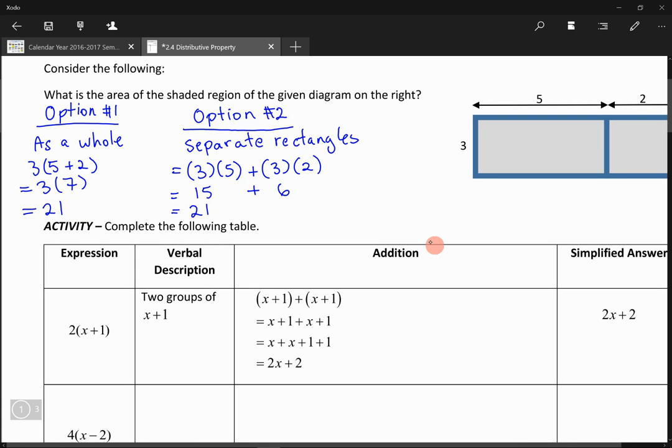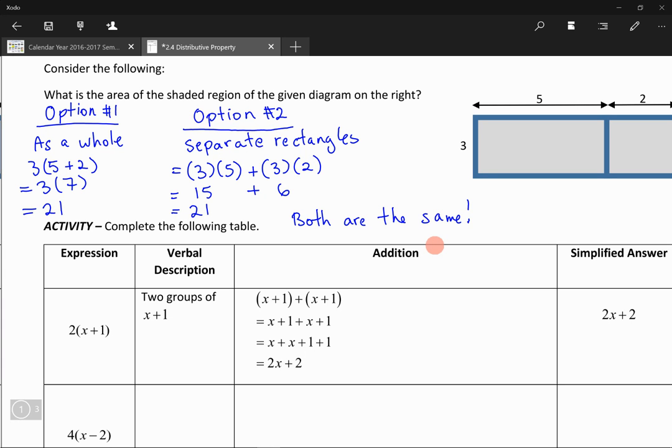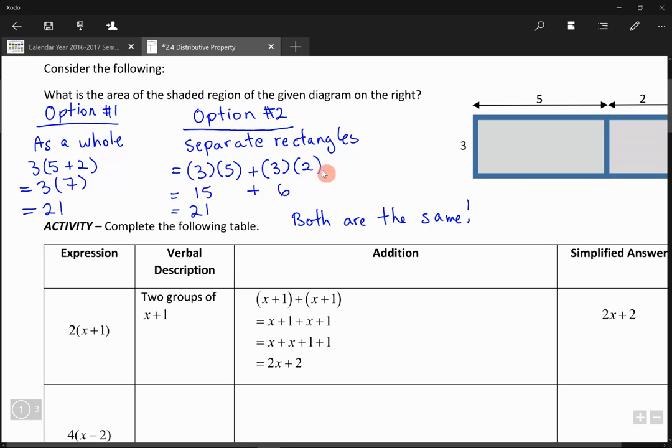What do we notice? Both answers are the same, but we approached it in two different ways. So what makes the distributive property? Look at this carefully. Notice I have 3 times 5 plus 2, and over here it looks like this 3 has been distributed, 3 times 5 and 3 times 2. Well, that's what the distributive property is.